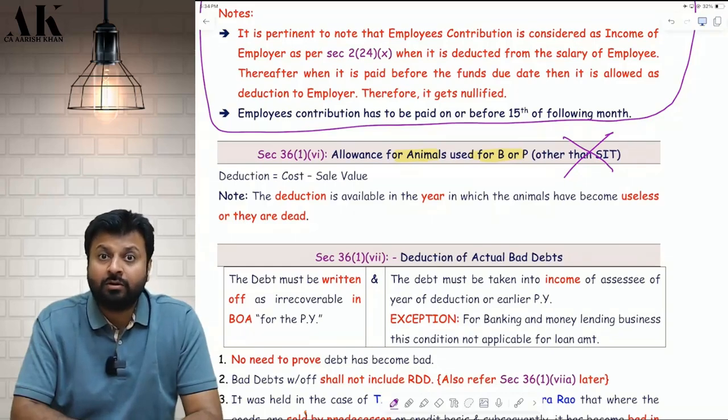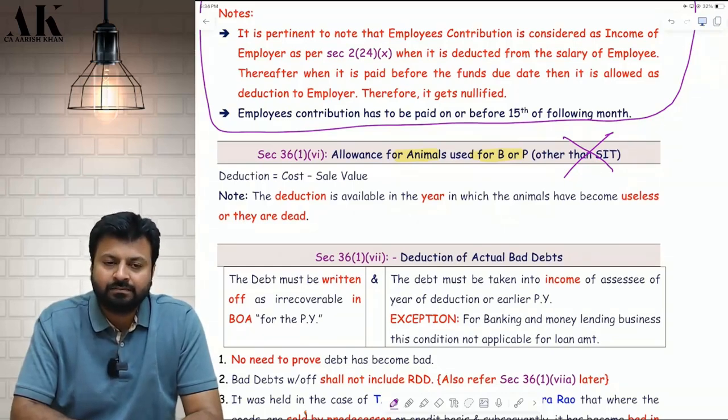This is not talking about purchases. It is talking about an asset, if you are buying an animal as an asset, not as stock. So for example, if I am buying some animals for transportation, say camels to transport in the desert, or buying horses, or buying dogs for security purposes, then in that case I am going to get the deduction over here.